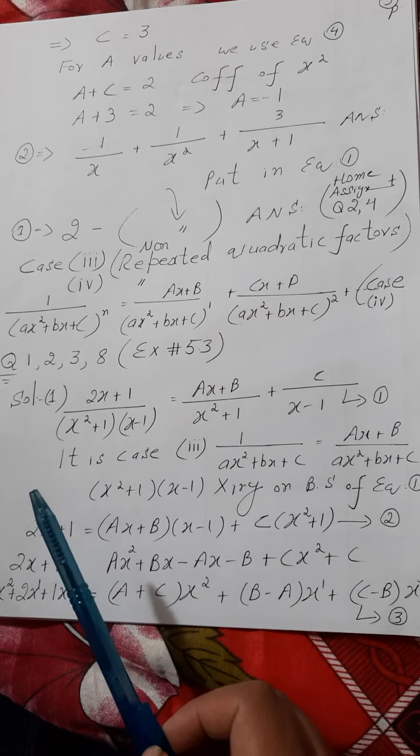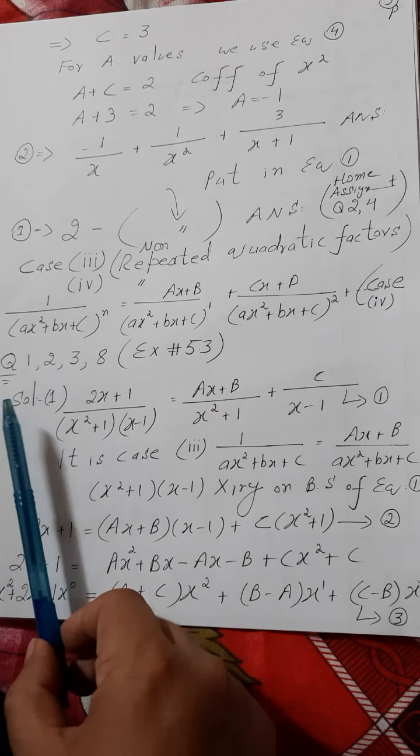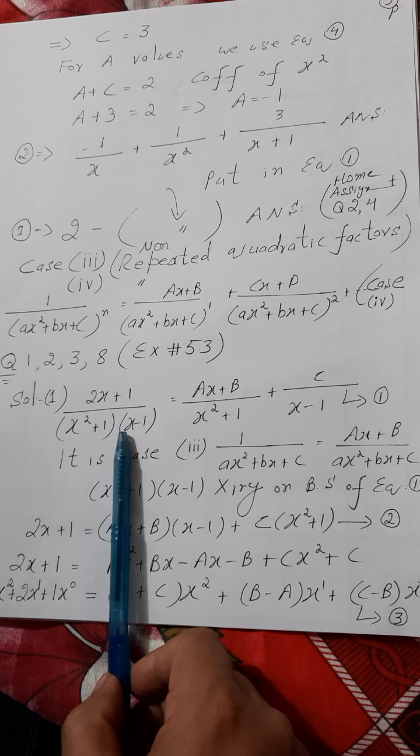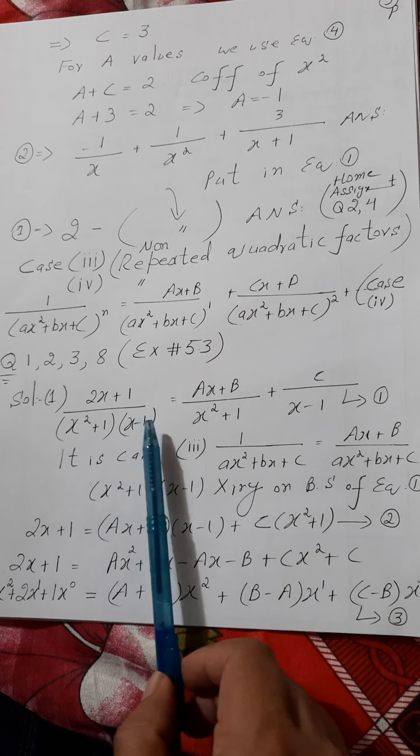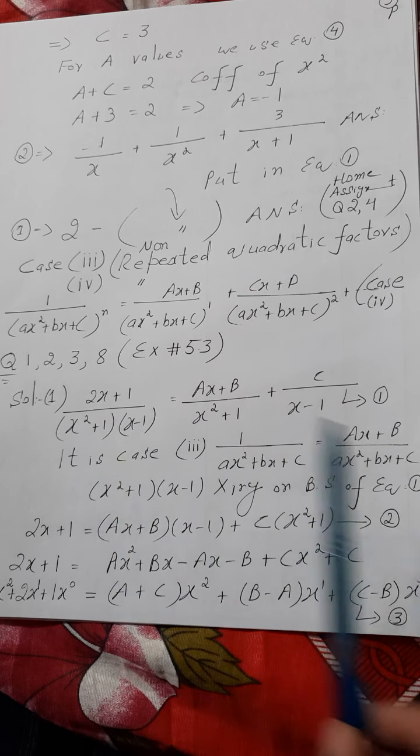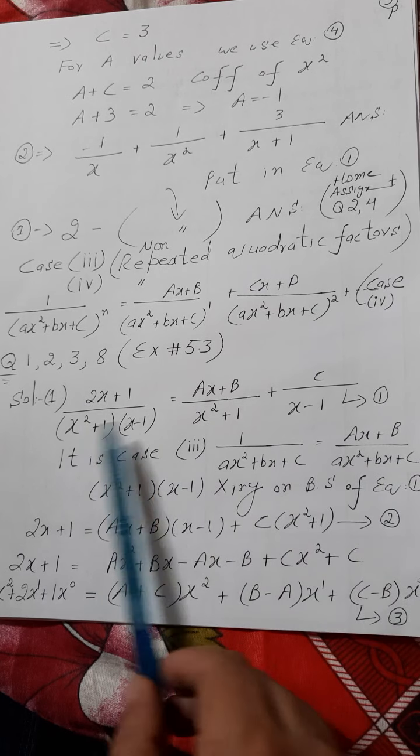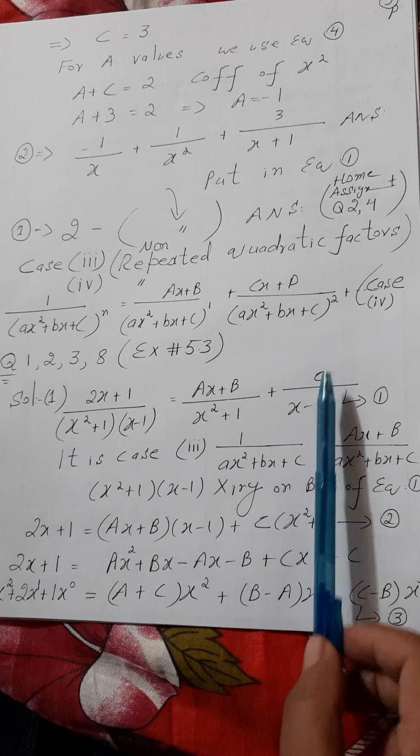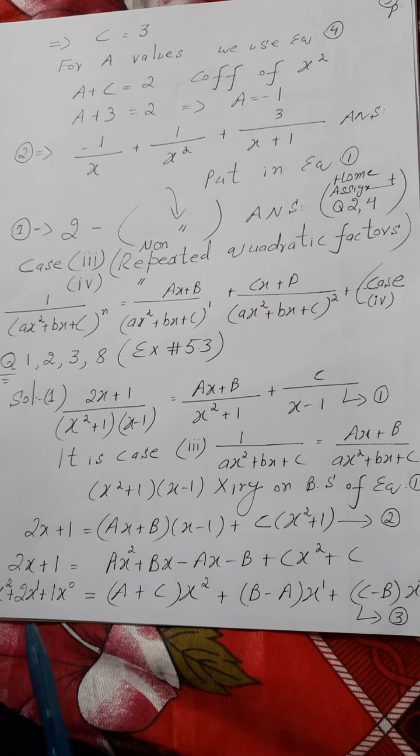Quadratic factor means there must be x square. So question number 1: 2x plus 1 divided by x square plus 1 into x minus 1. It is a quadratic non-repeated factor, and it is a simple linear non-repeated factor. So the quadratic case is there, which means ax plus b divided by the quadratic factor, here x square plus 1, plus c divided by the next factor. So it is basically case 3 in this case.